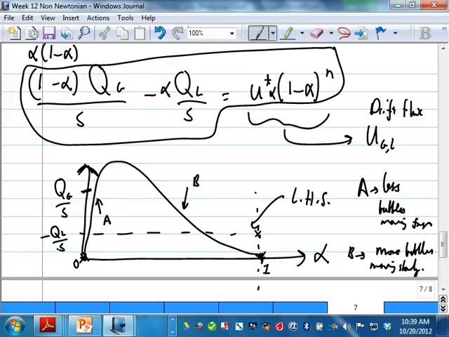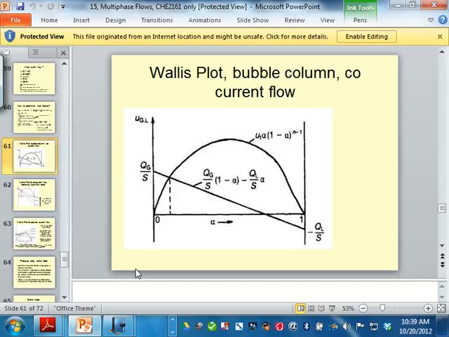Alright. So in this case, sorry, my mistake. This is actually, no, it says up there, co-current flow. I thought it was something else. Co-current flow. QG is positive, QL also positive. But because here we plot minus QL over S, this is co-current flow, one solution, that's fine.